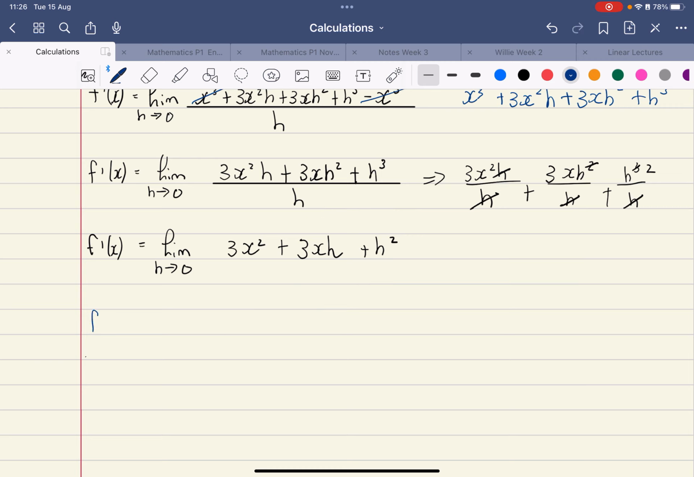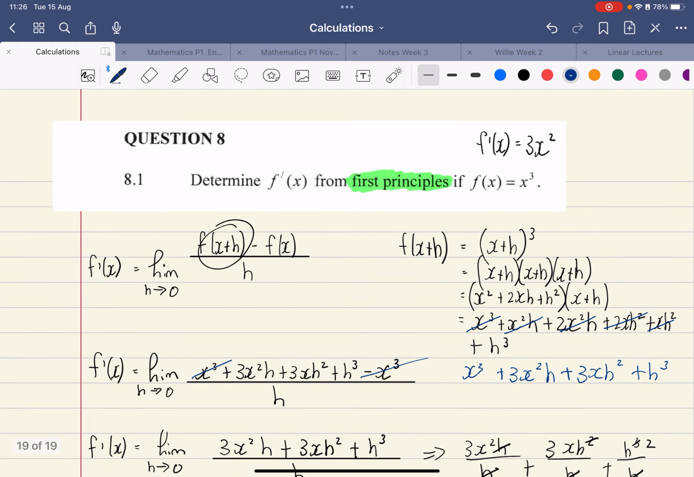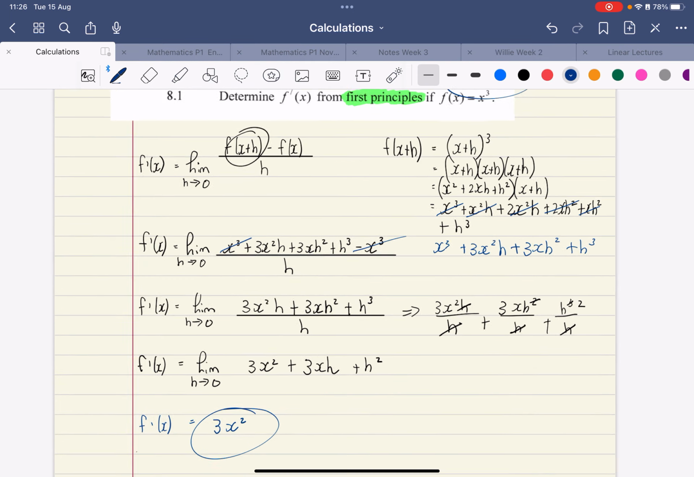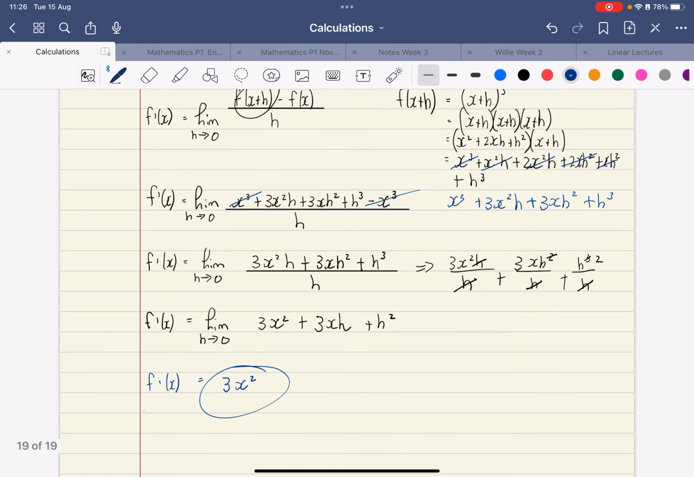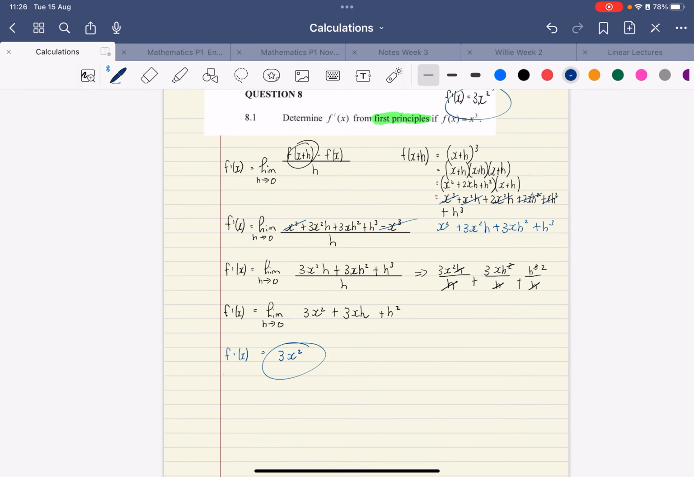We end up just having f dash of x is equal to 3x squared. That's exactly what we found in the beginning. So we have found the derivative of f of x using first principles. And that is the question solved.